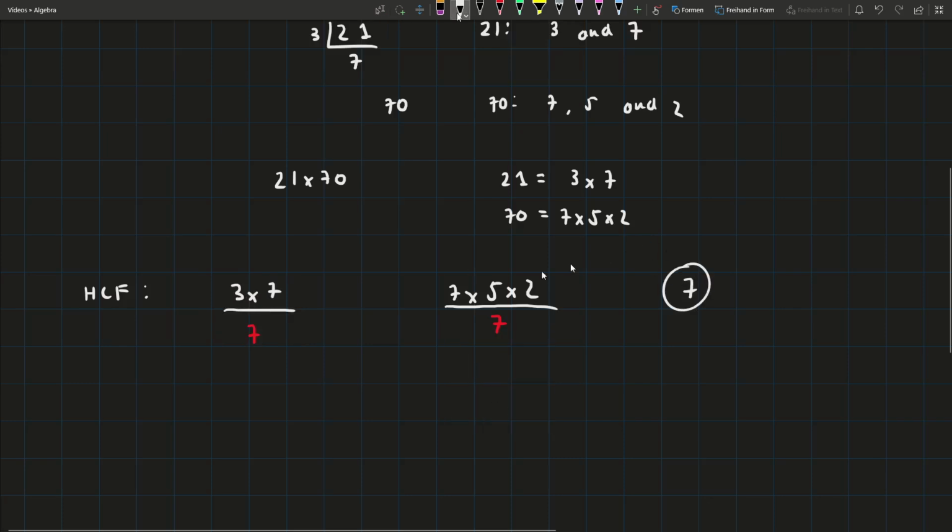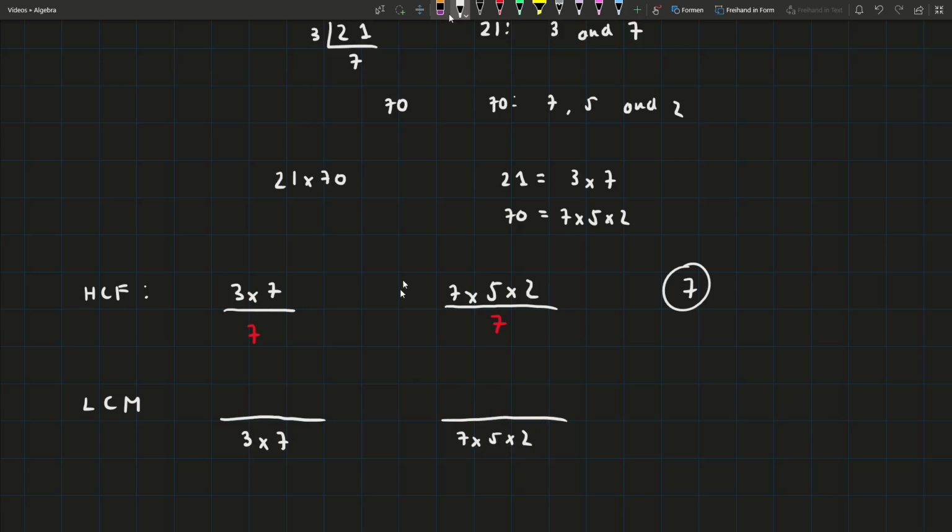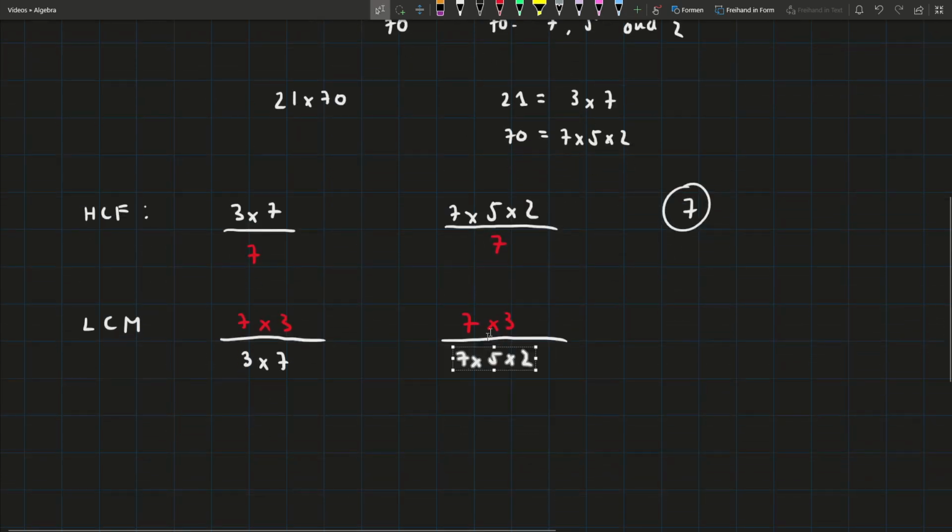It's 7. Now for the LCM, we do a similar thing, except we don't know what the number on the top is, but we want that number to be divisible by 3 times 7, and we also want this number to be divisible by 7 times 5 times 2. For this to go in evenly, we're going to need a 7 on the top to cancel out with the 7s on the bottom. We're also going to need a 3 on the top here to cancel it out. But because it's a common multiple, they both need to be the same. So we need to have a 3 on the top here too, because these top numbers have to be the same. It has to be common to both of them. So even though there's no 3 here, we have a 3 on the top because we want it to be divisible by both of them.